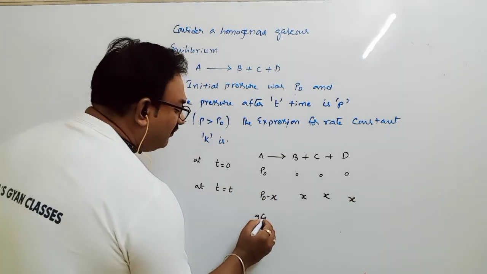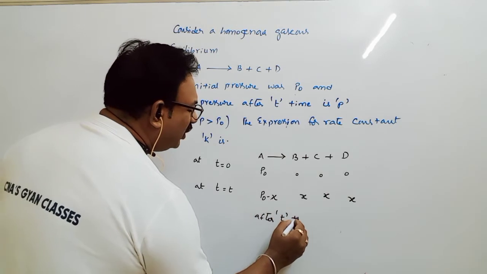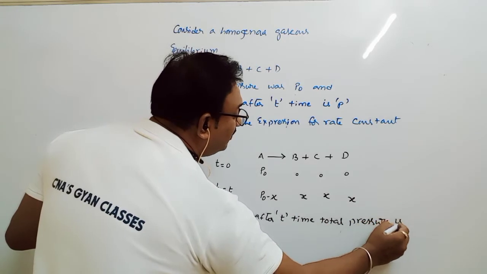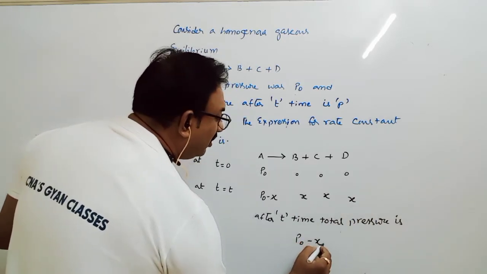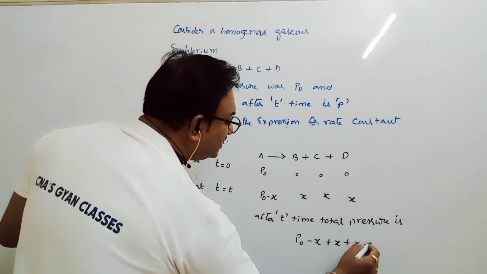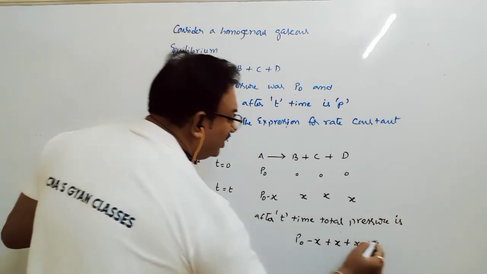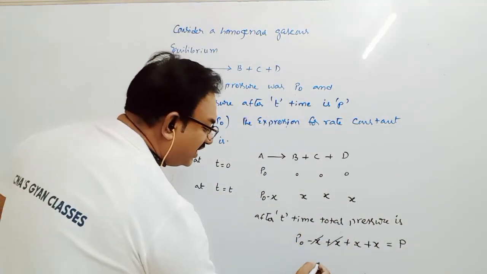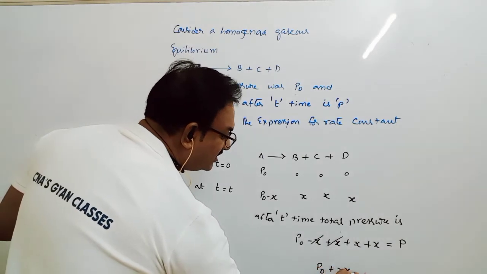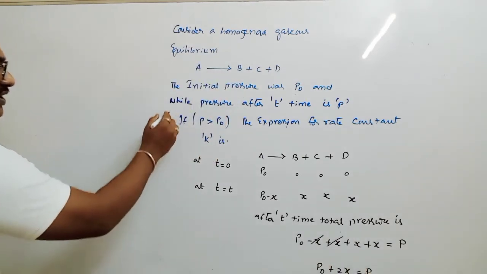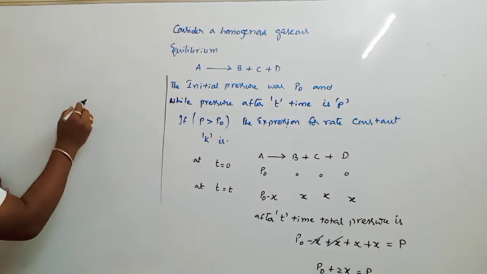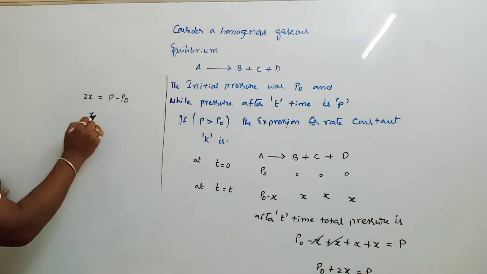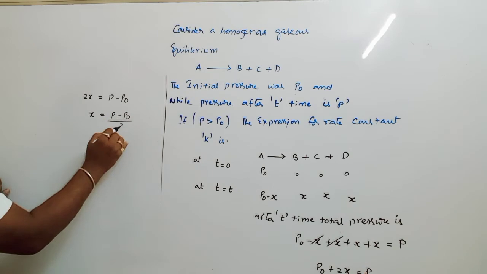Now, after T time, total pressure is P naught minus X plus X plus X plus X, that is always equal to P. Now minus X plus X get cancelled. P naught plus 2X is equal to P. Then 2X is equal to P minus P naught, then X is equal to (P minus P naught) by 2.